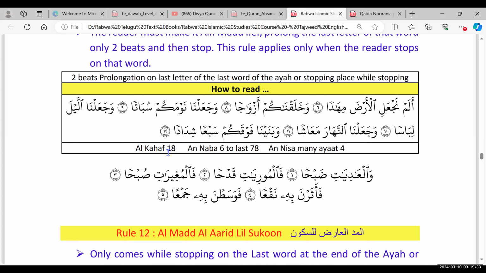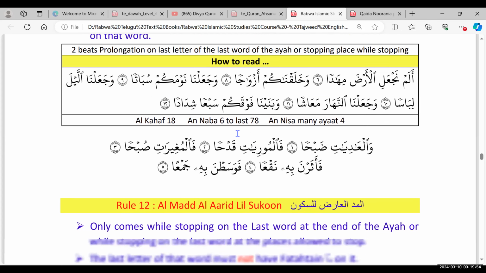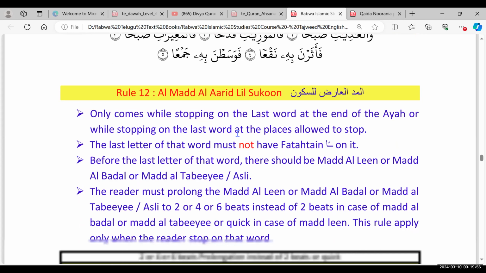This rule comes every Friday. Usually we read Surah Al-Kahf. In ayah 110, you will find this Mad al-Iwad at the end of each ayah. Similarly, in Surah Al-Nisa, in many ayahs you will find this Mad al-Iwad at the end of the ayah. Moving to the next mad, this is Mad Arid lil Sukoon.